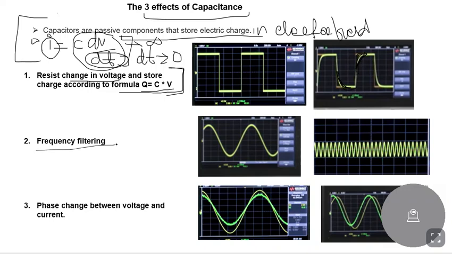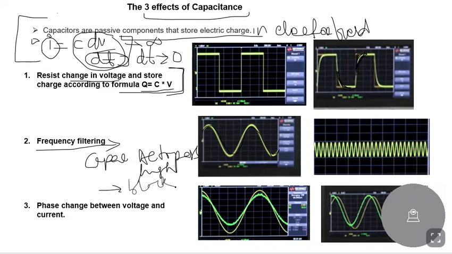The second is frequency filtering. So this is my low frequency wave. You can see that low frequency wave. And when I increase the frequency on my oscilloscope, you can see that gradually the amplitude decreases. It means the capacitors allow AC, the high frequency, to pass, but they block DC, the low frequency. So you can see this.